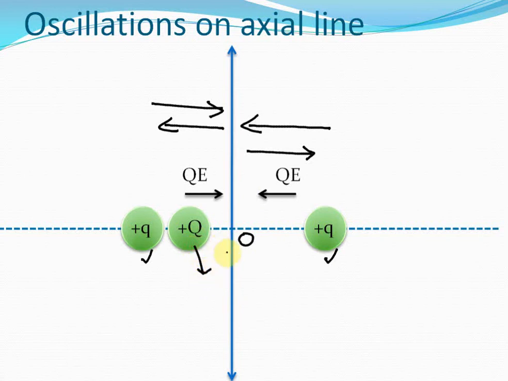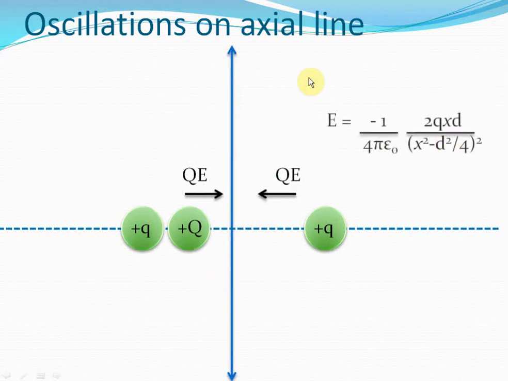We can calculate the restoring force on this plus Q charge, like the value of this QE, because we already know the value of electric field inside the charges on the axis of a two positive charge system, isn't it? In our previous calculations, we had calculated the net field inside the two charge system to be minus 1 by 4 pi epsilon naught into 2qxd divided by x square minus d square by 4 whole square. d here is the distance between the two charges, and x is the distance of the charge plus capital Q from the origin. This distance at any instant is x.